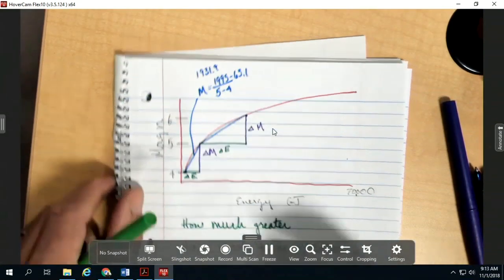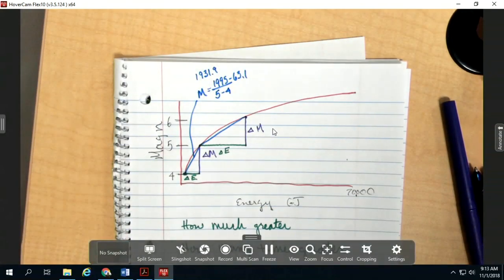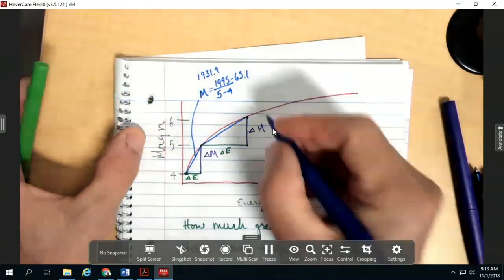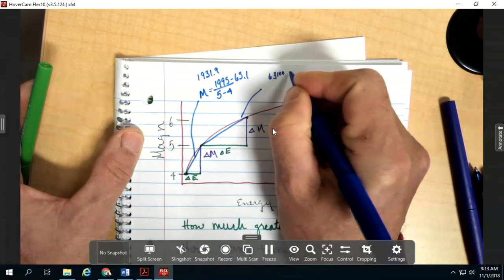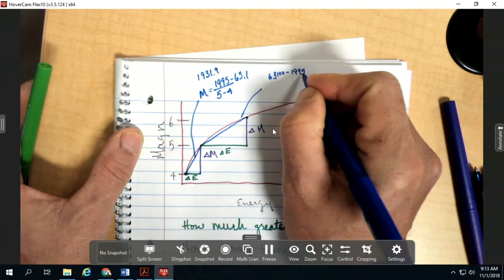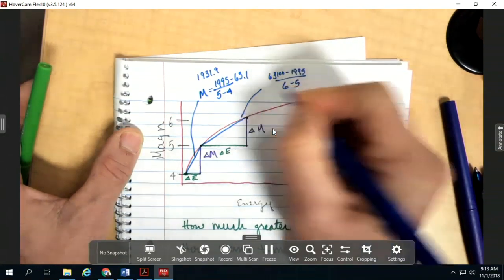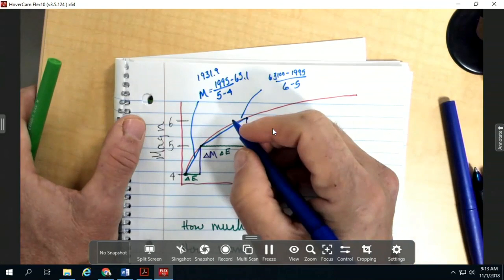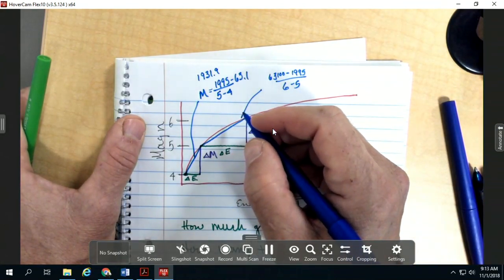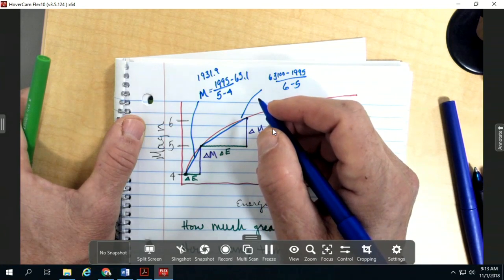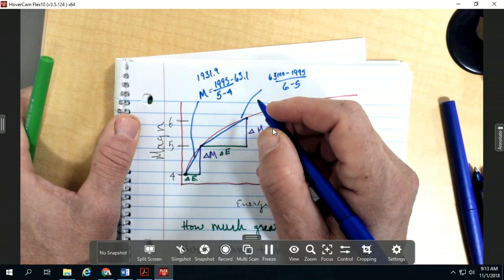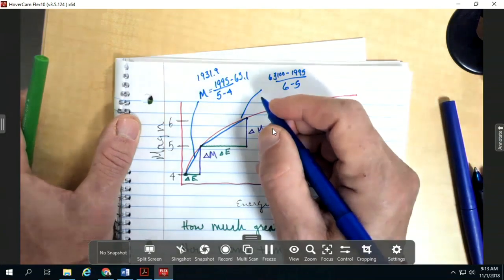How about for the next one? Well, if you look at the energy for a 6, subtract the energy for a 5, so that's 63,100 minus 1995 divided by 6 minus 5. That energy change is going to be about 100. What do you get? 61,105.